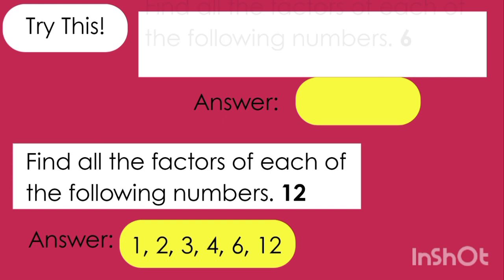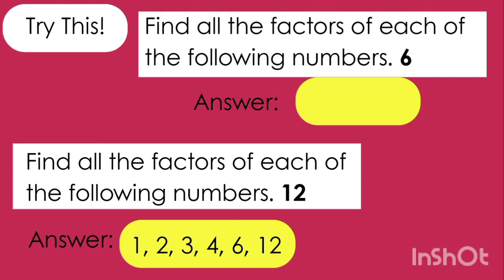So, here, find all the factors of each number, 6 and 12. The factors of 6 are 1, 2, 3, and 6. 6 divided by 6 is 1, 6 divided by 3 is 2, 6 divided by 2 is 3, 6 divided by 1 is 6. So those are the factors of the number 6. How about the factors of 12? We have 1, 2, 3, 4, 6, and 12.